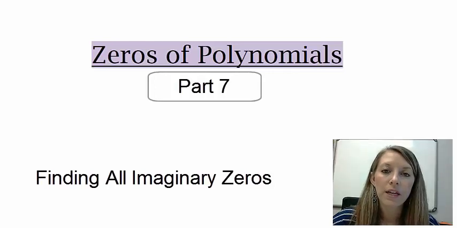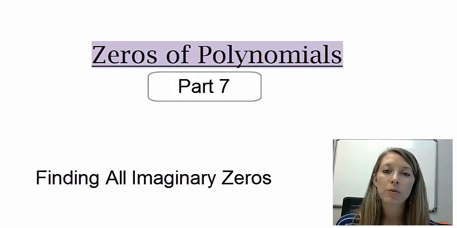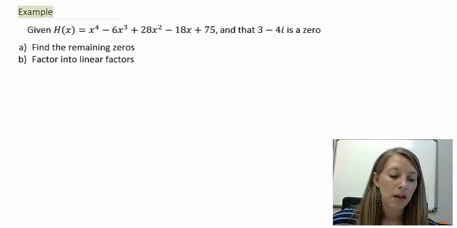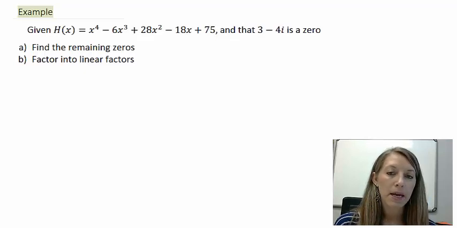We're working on finding zeros of polynomials. We've done this quite a few times now, and at this point you should be able to find pretty much all zeros of polynomials. But I have one more example that's a little bit more unique than any other example that I've given you so far. So this example is x to the fourth minus 6x cubed plus 28x squared minus 18x plus 75.